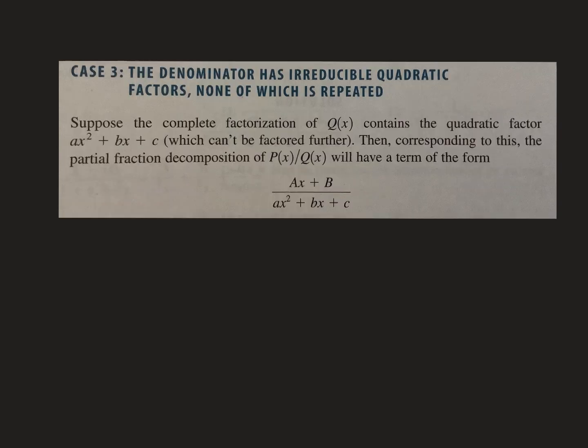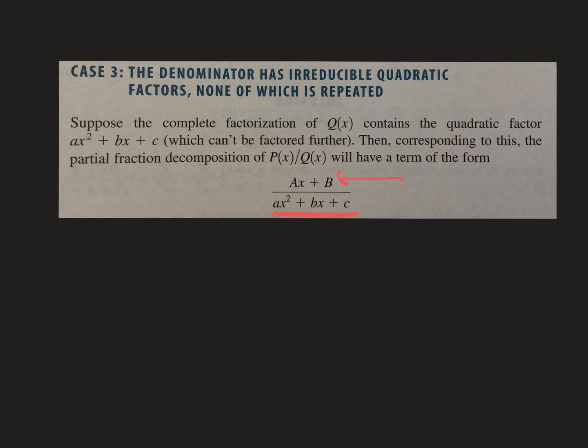Case 3 is when you have an irreducible quadratic factor. Like you have a quadratic term in your denominator and it won't reduce. You can't factor it anymore. You're just kind of stuck with it. And what we're going to do in this case is instead of putting just an A or a B in the numerator, we're going to put an Ax plus B or a Cx plus D, depending on how many there are. Okay, so let me show you one example real quick.